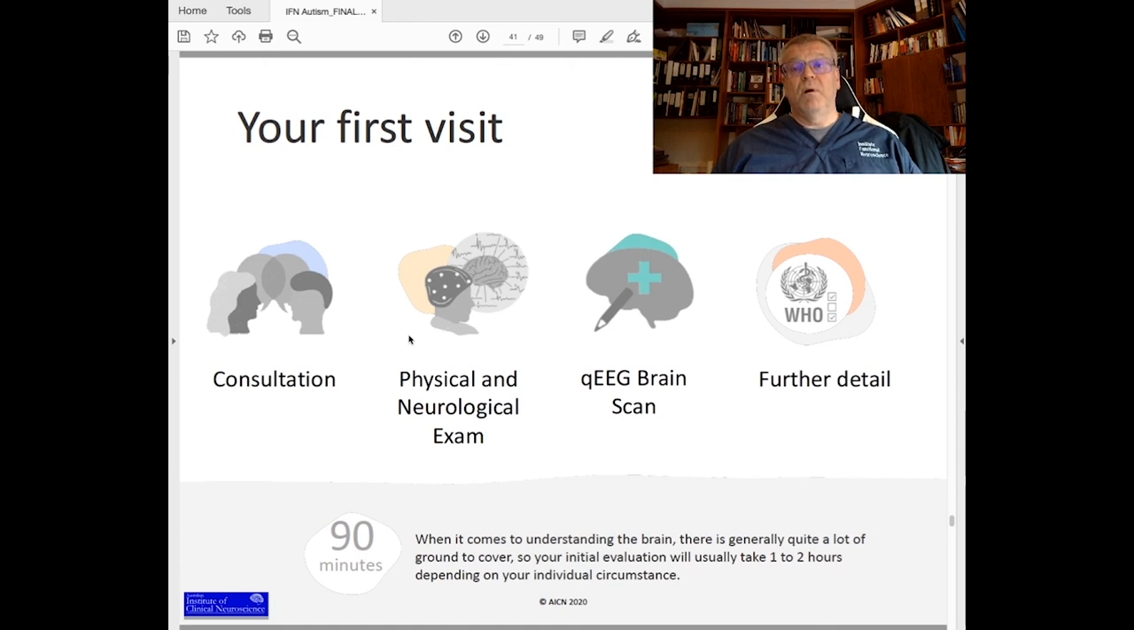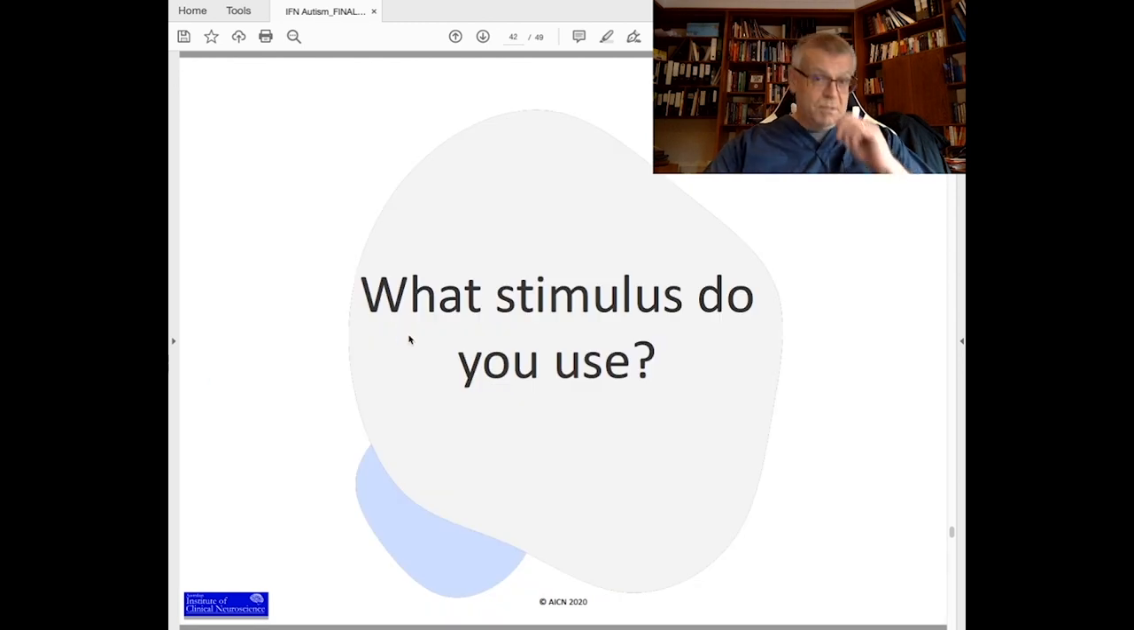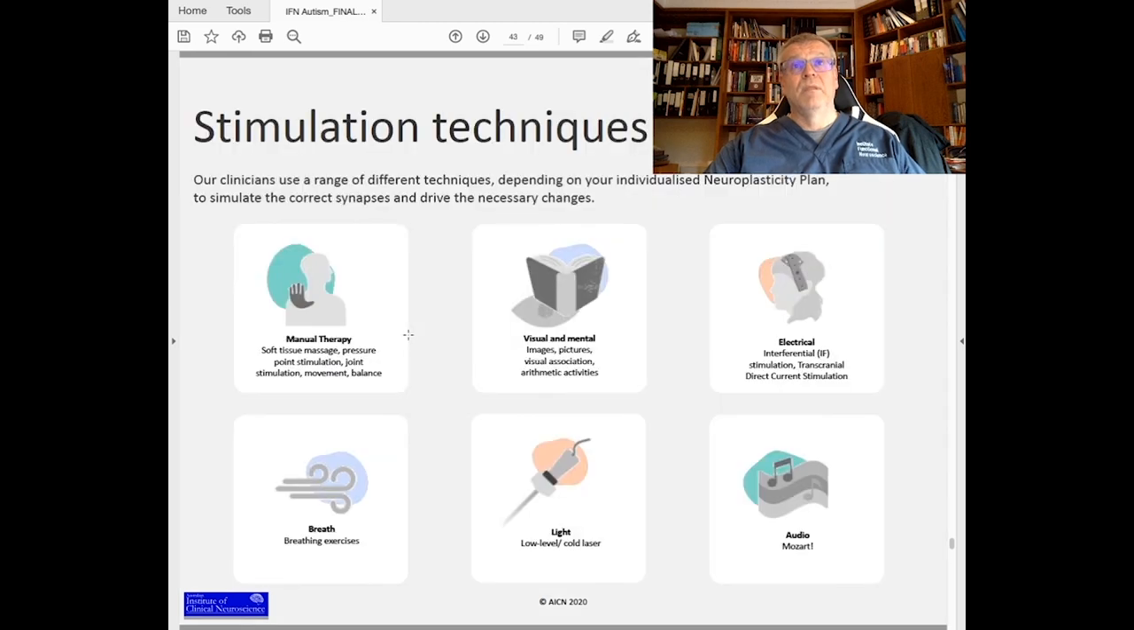But for the most part, between 90 minutes to 2 hours, we get most of the information we need. The clinicians are highly trained and have a lot of experience dealing with children that might not want to give them the information that they're asking for, but we find a way to retrieve that information. Now, what stimuluses do you use is another question that we often get.